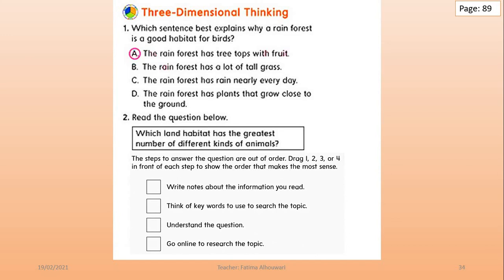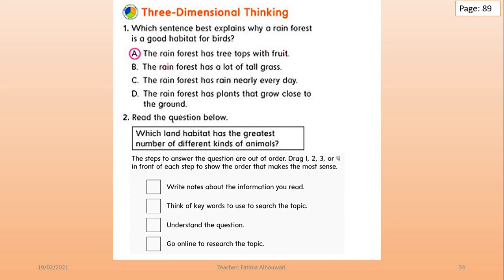Read the question below. Which land habitat has the greatest number of different kinds of animals? What do you think, grade 2? The steps to answer the question are out of order. Okay. Drag 1, 2, 3, or 4 in front of each step to show the order that makes the most sense. Let's see the first one.